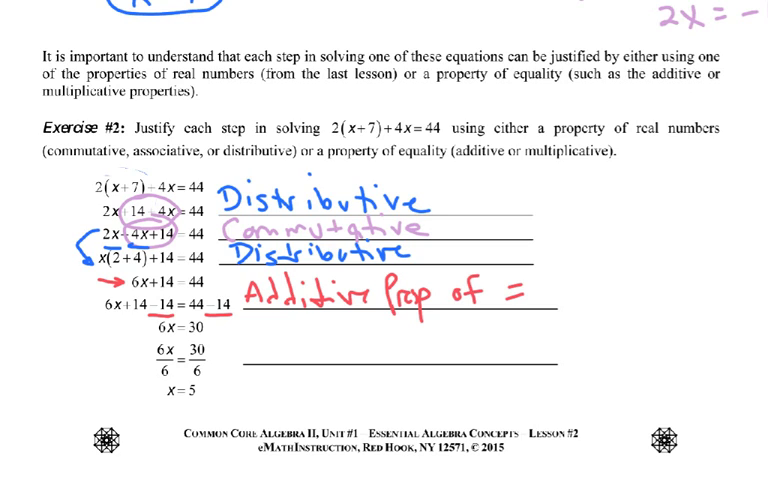And finally, the last step then is to take this 6 that is in front of the x and divide both sides by 6 to get a final answer of x equals 5. This is considered to be the multiplicative property of equality.